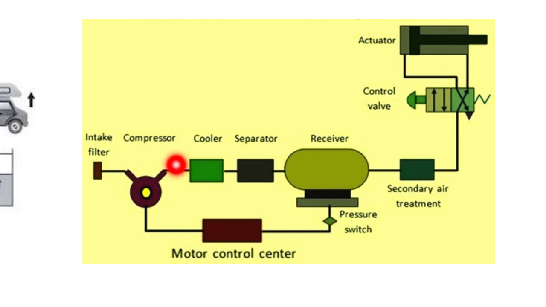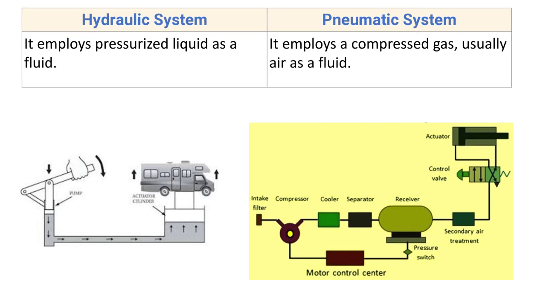Then that compressed air is supplied to the receiver, and after that it is supplied to the actuator which performs the actual work. So this is the working of a pneumatic system. Now the pneumatic system employs a compressed gas, usually air, as a fluid. So here the working fluid is nothing but compressed air, whereas in a hydraulic system the working fluid is nothing but a pressurized liquid or the hydraulic oil.